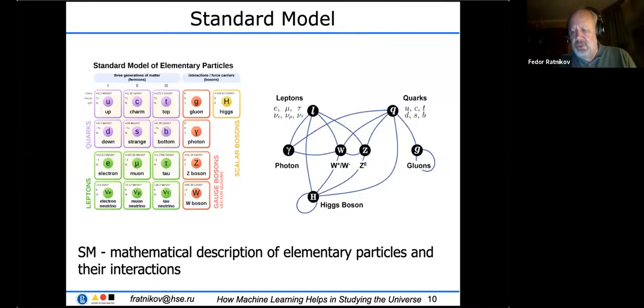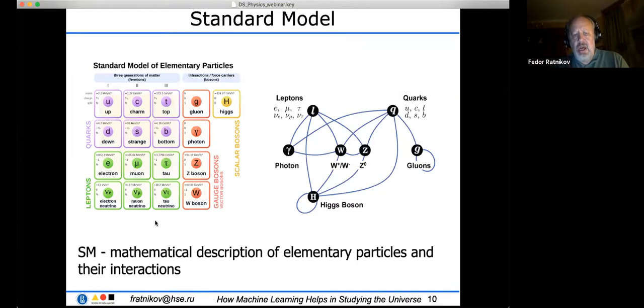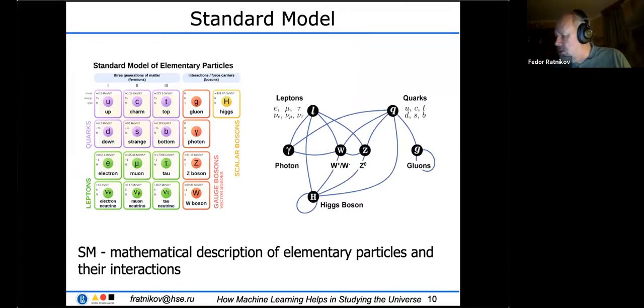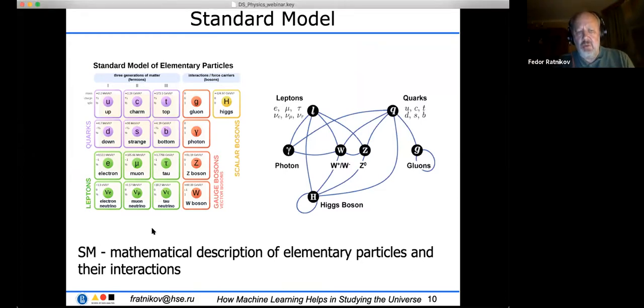So now I switch to the microverse and discuss a bit what we know about the elementary, the smallest particles. The physics of the smallest particles, the elementary particles, is described by the model which is called the standard model. It is a very elegant model which consists of 17 basic particles, which are all presented here in this table.